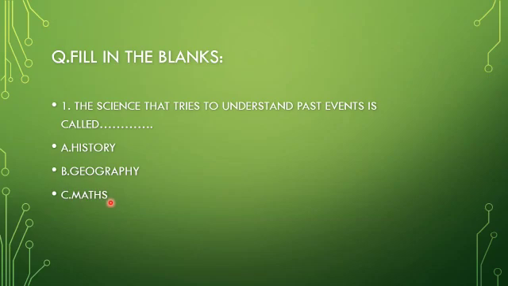So students, according to you all, which could be the subject or science which tells us about the past events? We'll get to the answer. The answer is history. History is a science that tries to understand past events. Through history only we understand or we get back to the events which have occurred in the past. We'll move to the second question now.